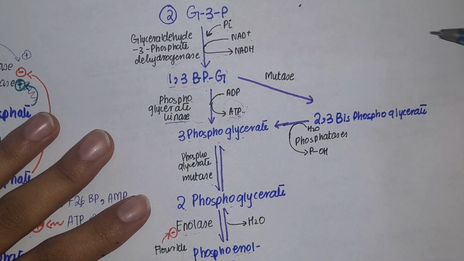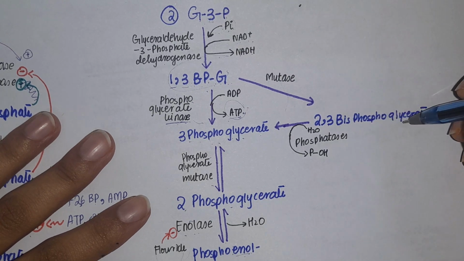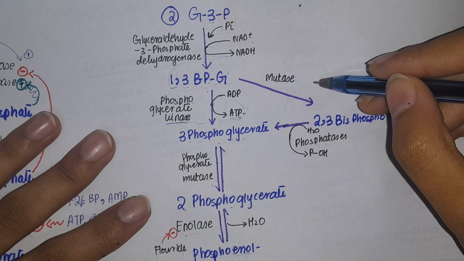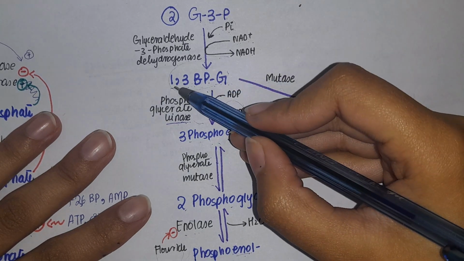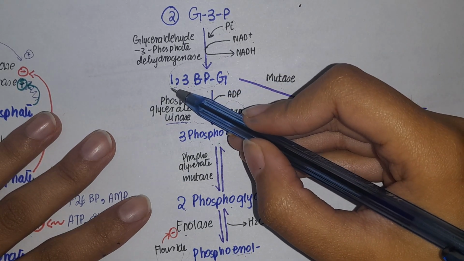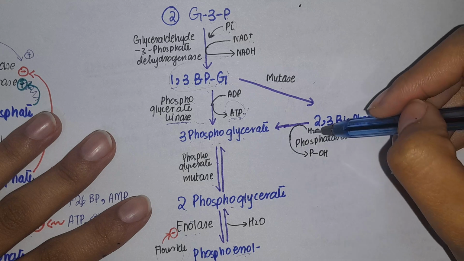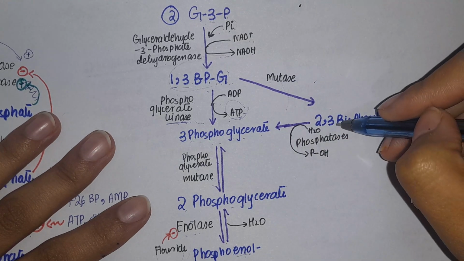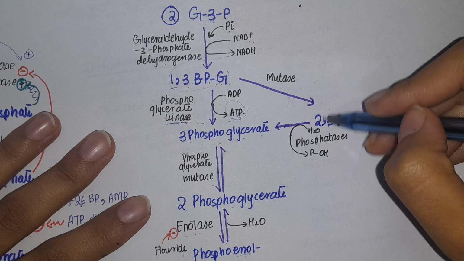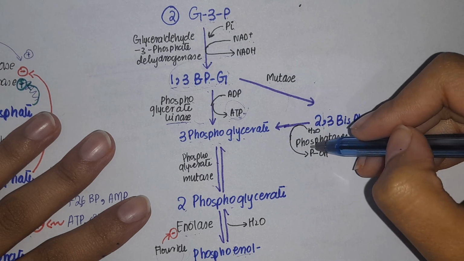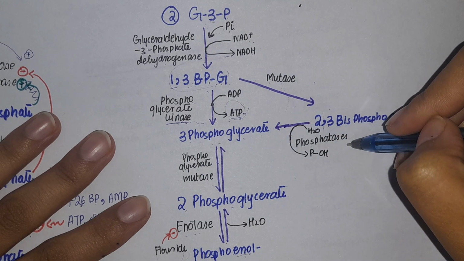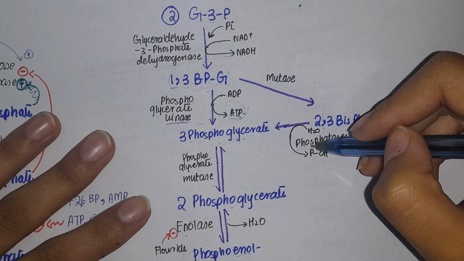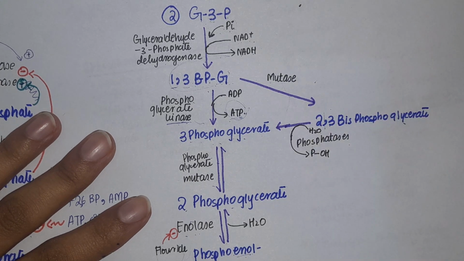In certain cells, like red blood cells, it gets converted into 2,3-bisphosphoglycerate. How does it take place? By a mutase enzyme. Why? Because we just have to shift the phosphate group from one position to the two position. So a mutase enzyme is there. And when we want to cleave this phosphate at the second position, we will use a phosphatase enzyme. It will use water, remove the phosphate group, and we will get 3-phosphoglycerate.